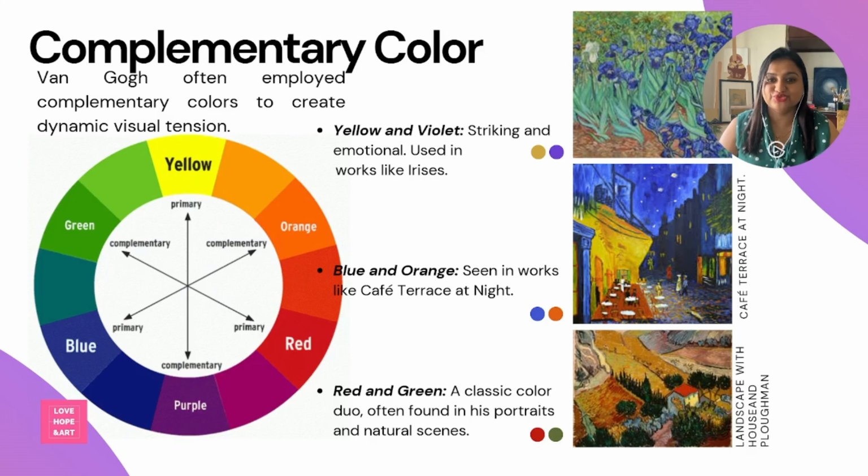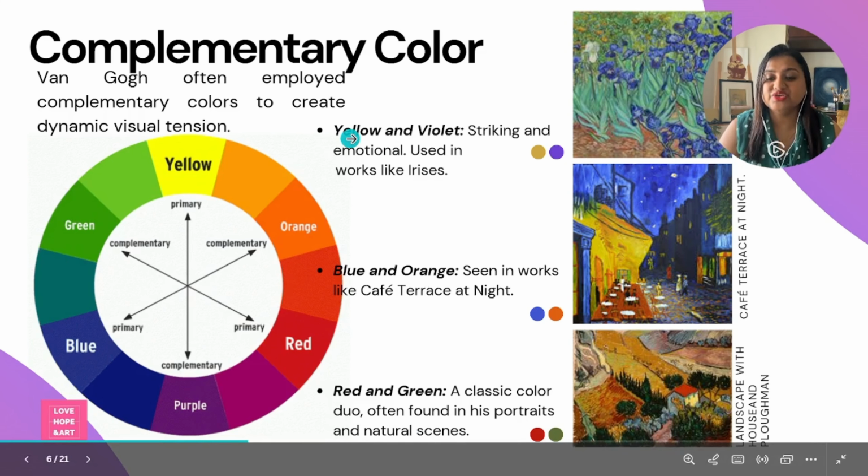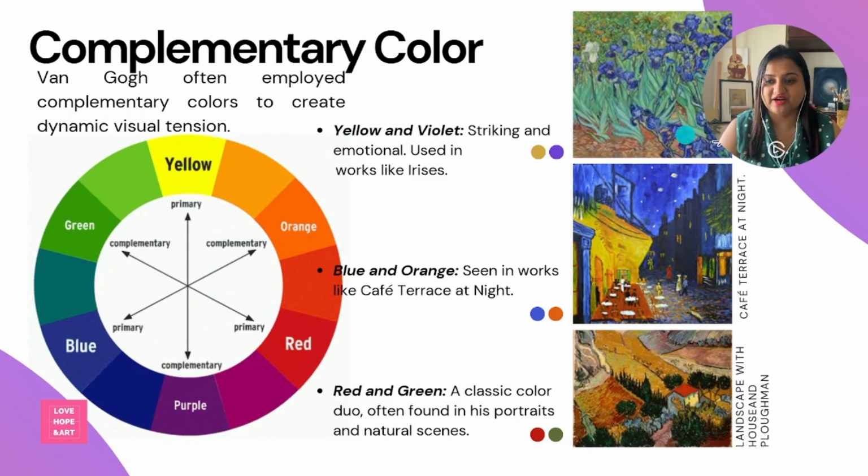Going on to complementary colors. Van Gogh often employed complementary colors to create dynamic visual tension. We can see how he used yellow and violet in his artwork Irises. Here we can see the use of yellows and violets to create a stark contrast.